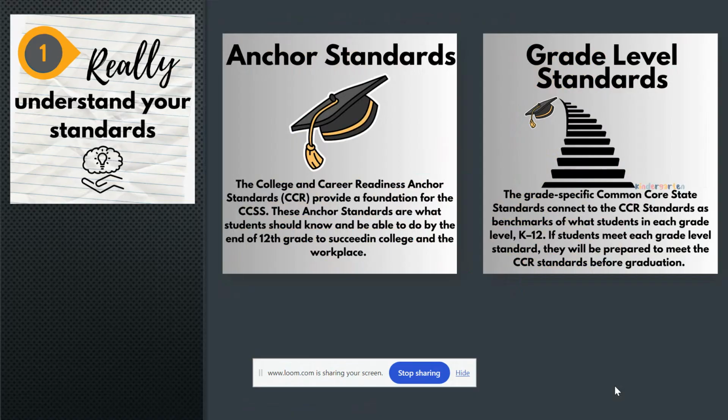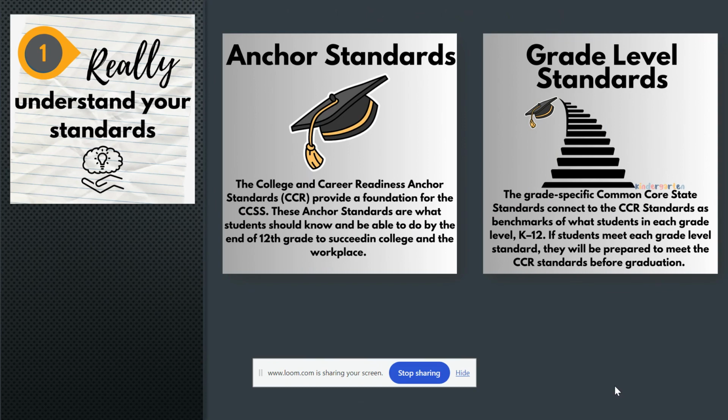Before we get started into the novel study, the first step is that we want to start with our standards. We don't want to start with a novel. We don't want to start with chapter 1. We want to start with what do we want our kids to be able to do by the end of this book or by the end of this unit. So we're going to start with the standards.